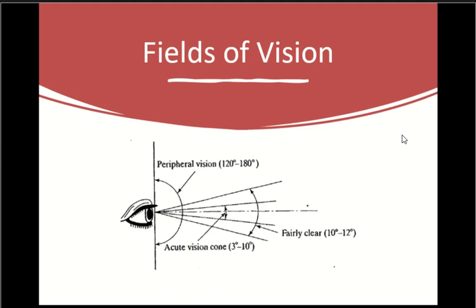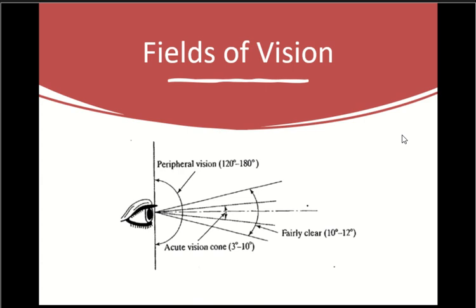Now I told you we can measure vision. We can measure it in terms of the angle from the line of sight. We call it fields of vision. So the information presented to the driver according to his line of sight can be in three different ranges, three different fields of vision. First one is acute vision. Second one is fairly clear vision. And third one is peripheral vision.